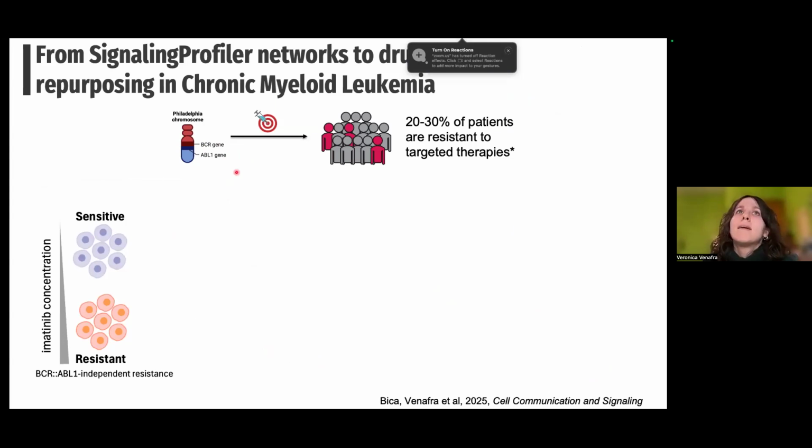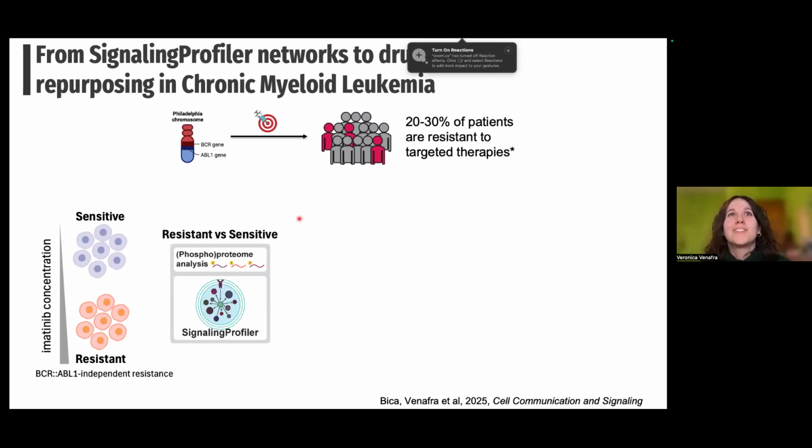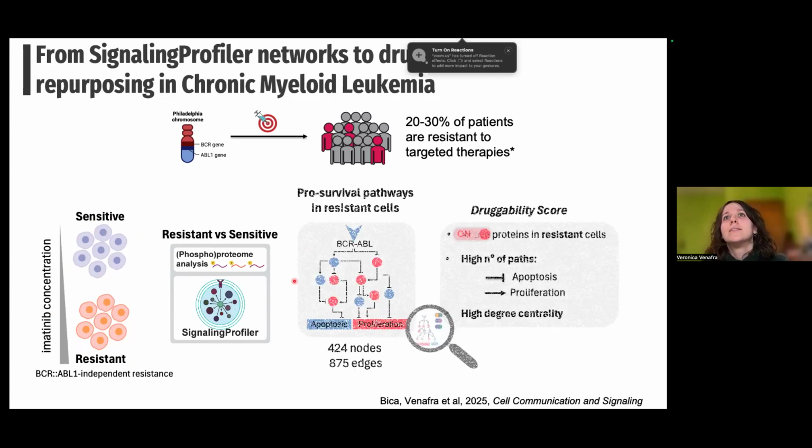So many targeted therapies have been developed. The first one was imatinib, but unfortunately, 20-30% of patients are still resistant to this targeted therapy. So to study this resistance, we established in our lab a resistant cell line. And to understand what was happening in resistant cells with respect to sensitive ones, we did phosphoproteomics. And we compared these two conditions. We fed Signaling Profiler with this data to reconstruct the pro-survival pathways in our resistant cells.